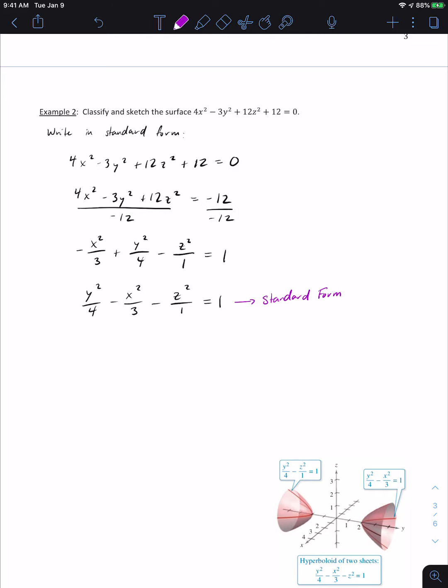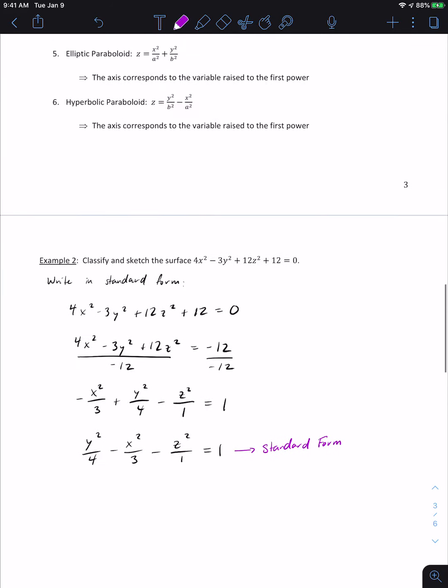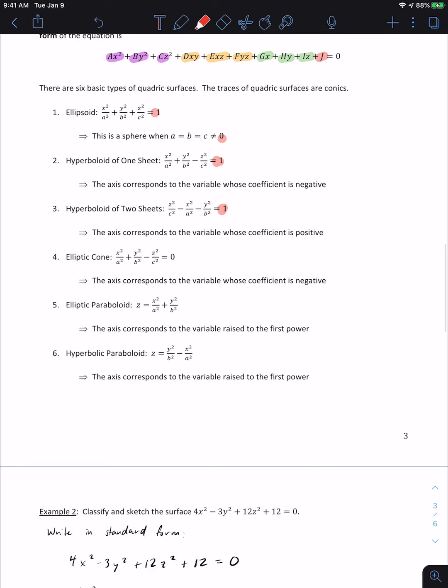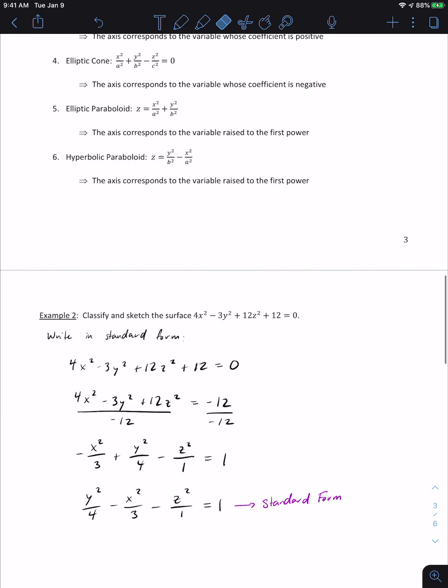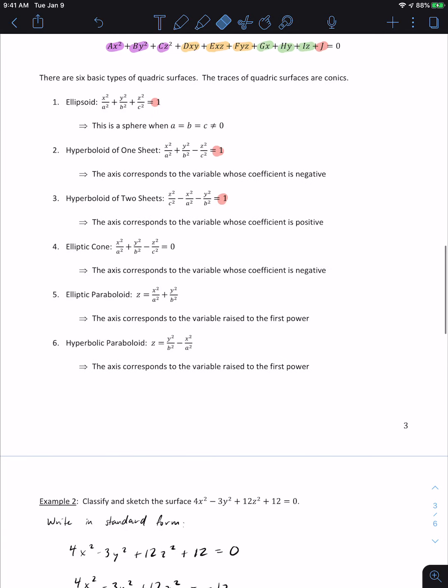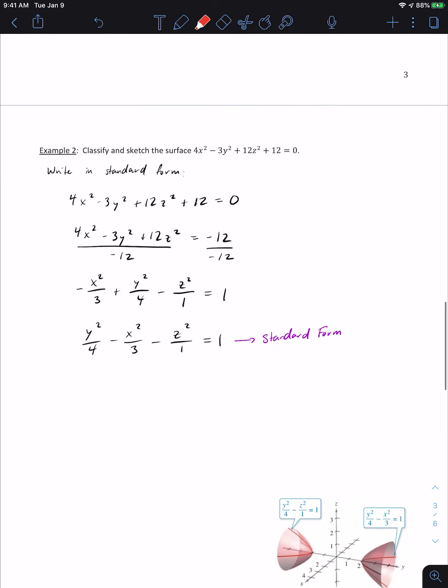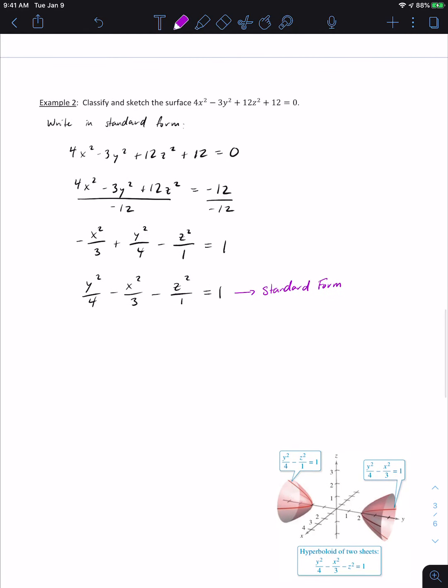So now we need to look at our equations and see which one this matches up to. I've highlighted the 3 possibilities it could be. In this case, I have 2 minus signs, so I know that it is going to be the hyperboloid of 2 sheets. Right? I know it has to be this guy right here. So this is a hyperboloid of 2 sheets.